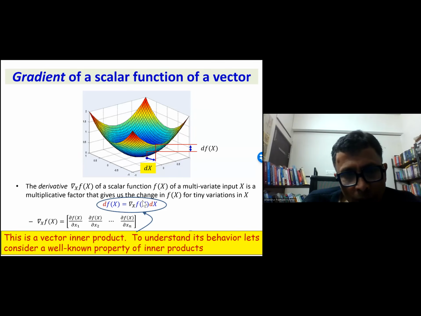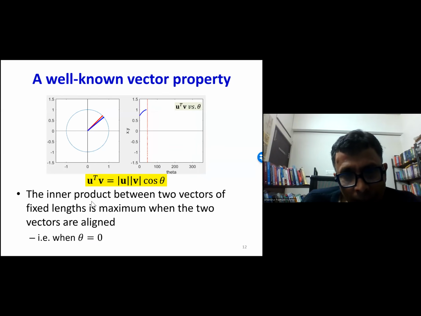So what do we know about dot products? This is a vector inner product, right? To understand its behavior, let's consider a well-known property of inner products. The inner product between two vectors of fixed lengths is simply the magnitude of the first vector times the magnitude of the second vector times cos theta. Is this equation familiar to you? It is, right? So when is it going to be maximum, if I fix the lengths of u and v? When theta is 0, when the two vectors point in the same direction.